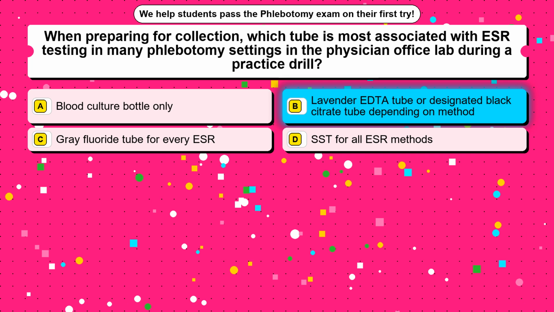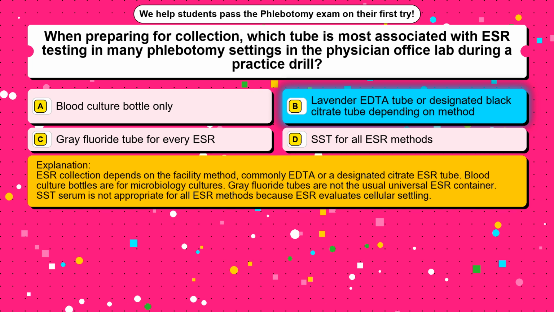The correct answer is option B. Lavender EDTA tube or designated black citrate tube depending on method. ESR collection depends on the facility method, commonly EDTA, or a designated citrate ESR tube. Blood culture bottles are for microbiology cultures. Gray fluoride tubes are not the usual universal ESR container. SST serum is not appropriate for all ESR methods because ESR evaluates cellular settling.